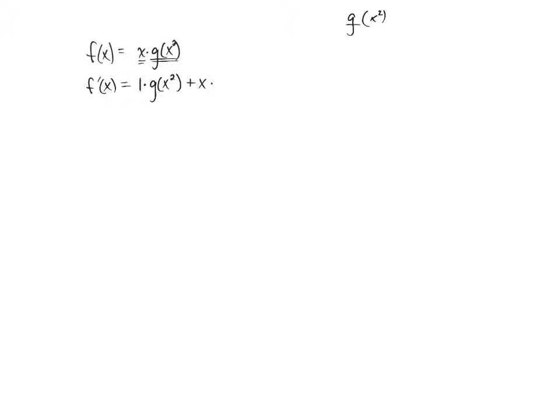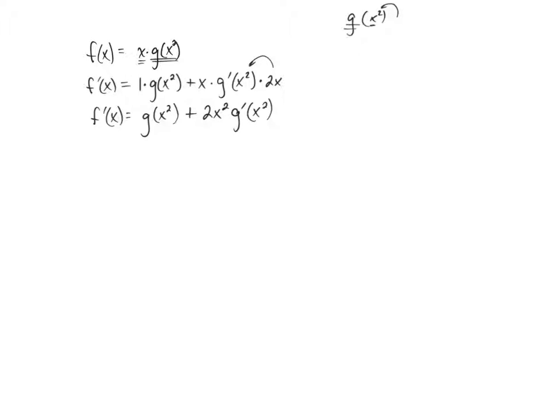So it's like you take the derivative of the outside function, you leave the inside function alone, and then you go back and take the derivative of the inside function. So the derivative of g of x squared is g prime, evaluated at x squared, and then we multiply that by the derivative of the inside, which is 2x. So cleaning that up, f prime of x is g of x squared plus 2x squared g prime of x squared.